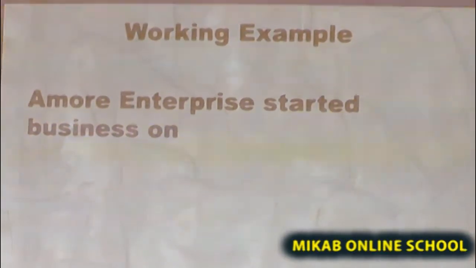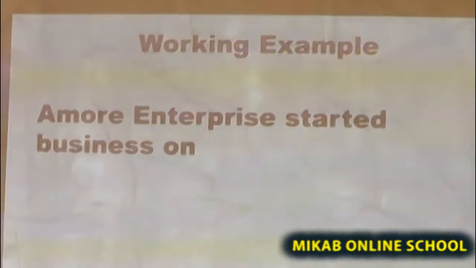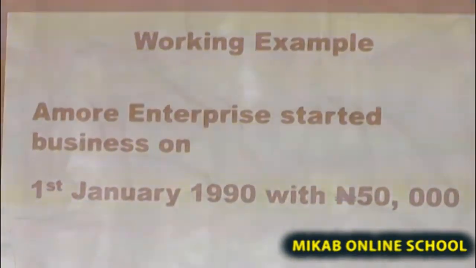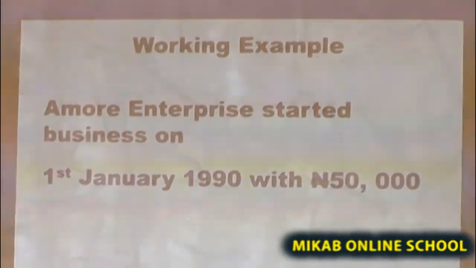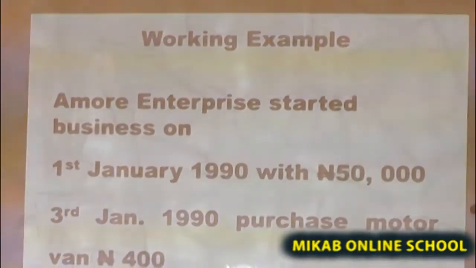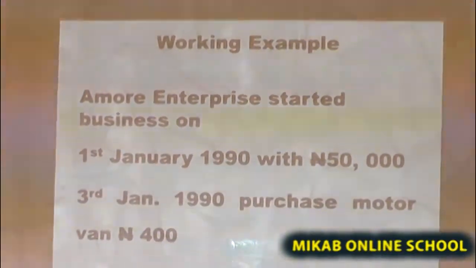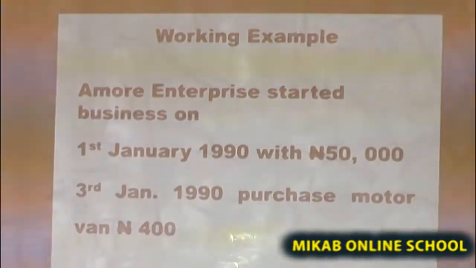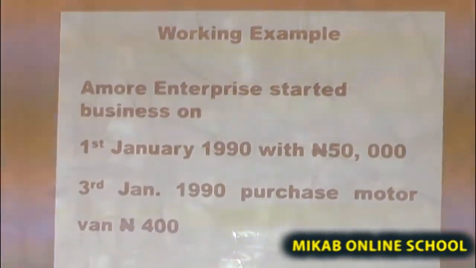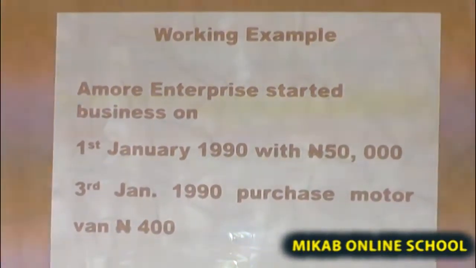Now we want to look at an example. We'll be solving this example. Amore Enterprise started business on the 1st of January 1990 with 50,000 naira. It is very important, students, to read the question first as far as accounting is concerned before you start solving, so that if there is anything to be adjusted, you will take note of it, so that you will not have solved before you discover that there is an adjustment.